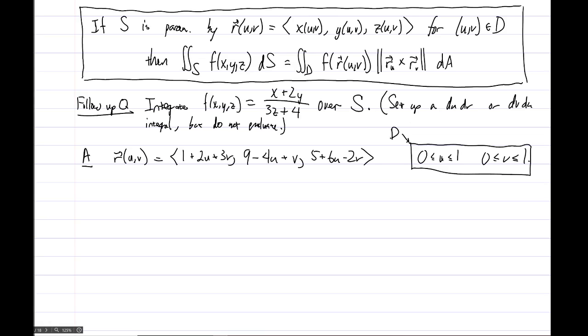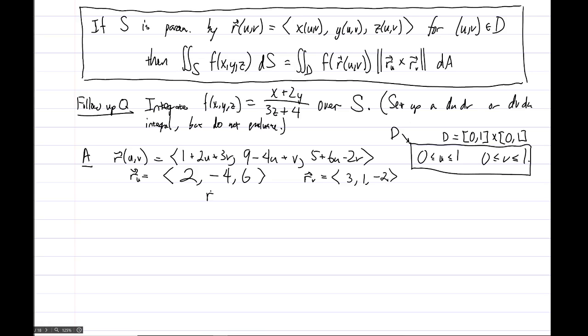If we want, we could also write the information about this capital D in a bit more set theory like notation: all values from 0 to 1, Cartesian product all values from 0 to 1. If we compute the partial derivative of r with respect to u, we should just get 2 comma negative 4 comma 6, and if we compute the partial derivative of r with respect to v, we should just get 3 comma 1 comma negative 2.